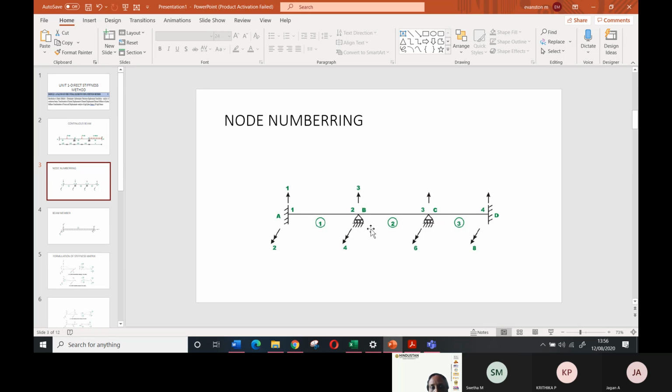In buildings, there are simple supports and there are fixed supports also. Suppose the beam is resting on the wall, it is treated as simply supported. What is the difference between the simple support and the fixed support? Can anyone say? I'll just stop this and come there.